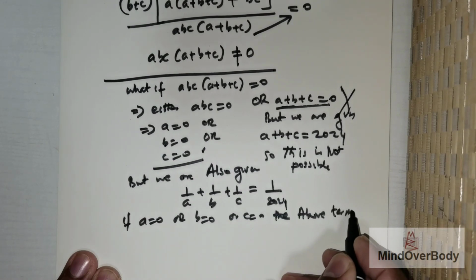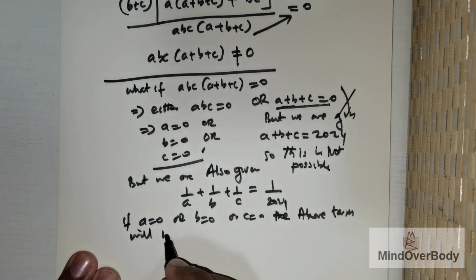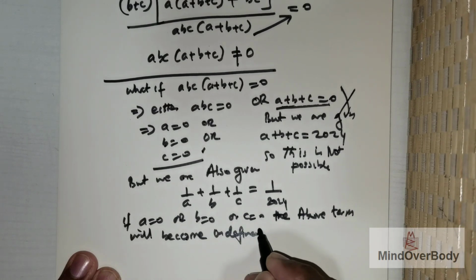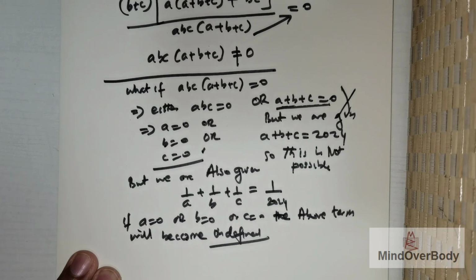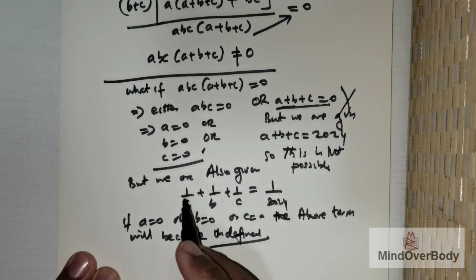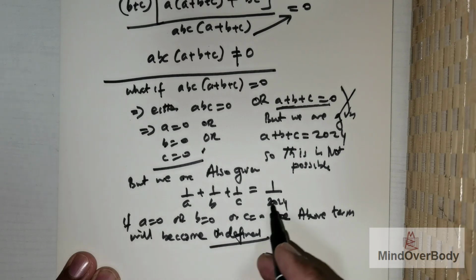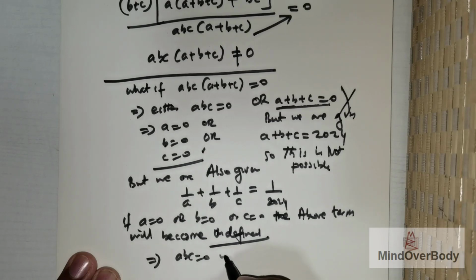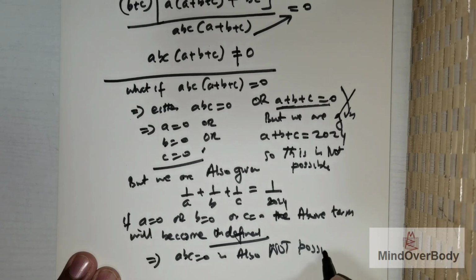The above term will become undefined. So that means we don't have a problem. When I say we don't have a problem, we have got a situation in that case, because we have been given that 1/A + 1/B + 1/C = 1/2024. So this would mean that ABC = 0 is also not possible.